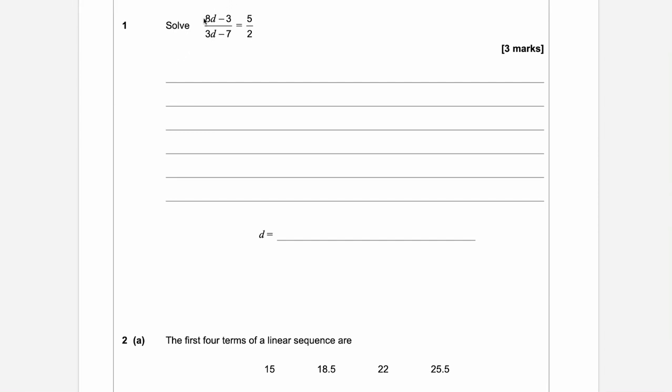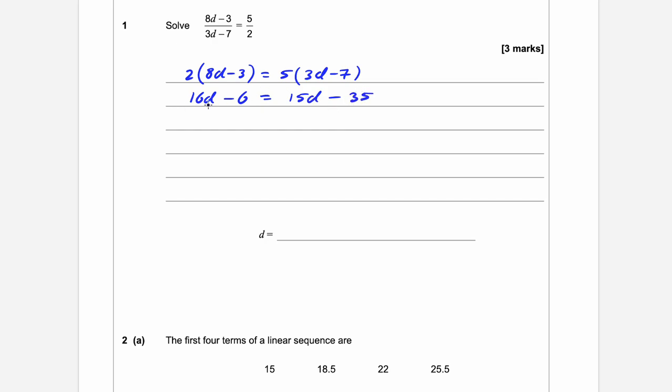Question 1, solve this. So we need to find d. First thing let's do is multiply across. So I'm going to do 2 times this, 8d minus 3, equals 5 times this, 3d minus 7. Multiply out the brackets. 16d minus 6 equals 15d minus 35.